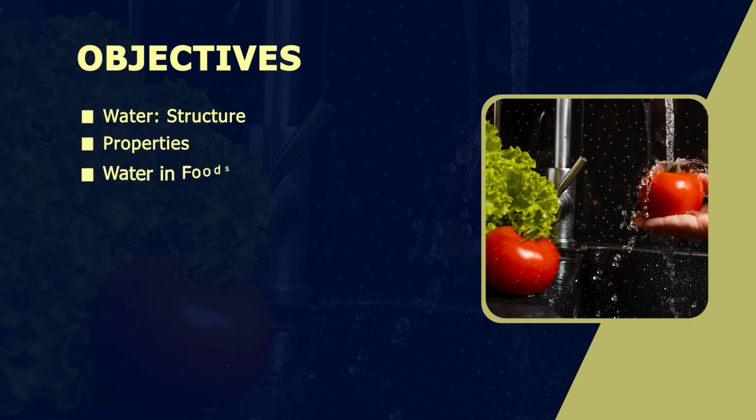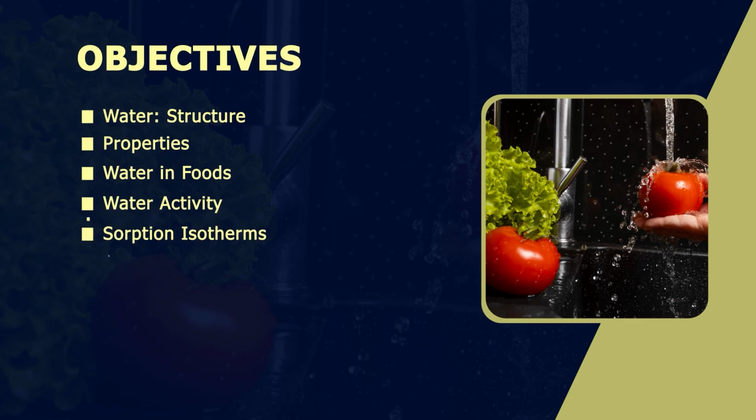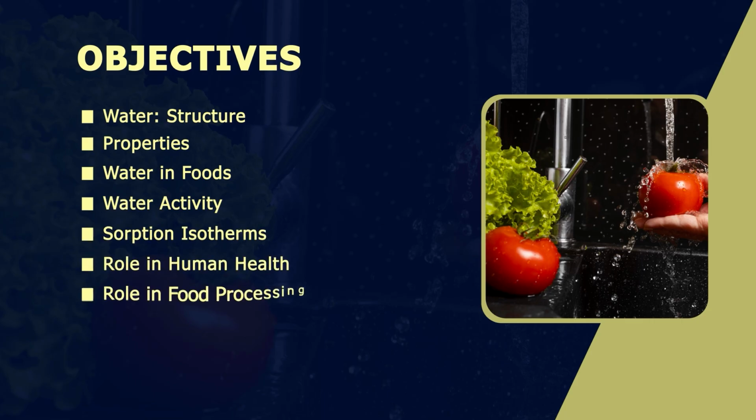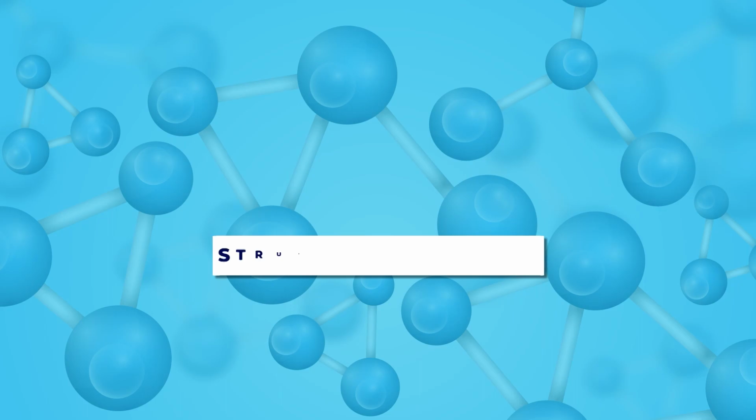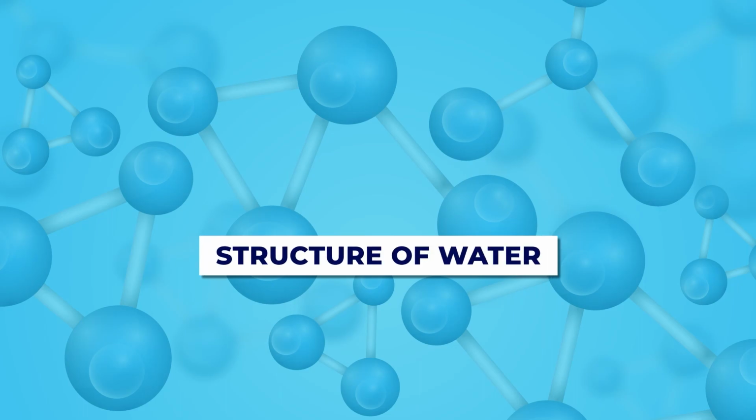The structure of the presentation is to cover the structure of water, its properties, then its role, particularly in food processing, and what the water quality should be in a food processing unit. The uniqueness of water is because of its structure. So, we will start with the structure of water.